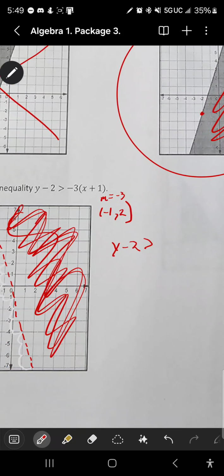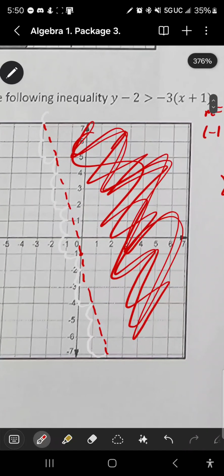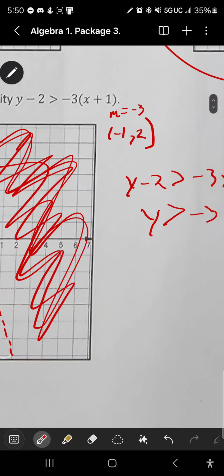But to explain it with the other way, with y equals mx plus b, we just need to say, okay, y minus 2 greater than negative 3 times x plus 1: negative 3x, negative 3 times 1 is negative 3. Now we add 2 on both sides, and I get y greater than negative 3x minus 1. And as you can see here, minus 1 was indeed our y-intercept, and we use the point 1 comma 2, which is right here. So using both methods, we get the answer.